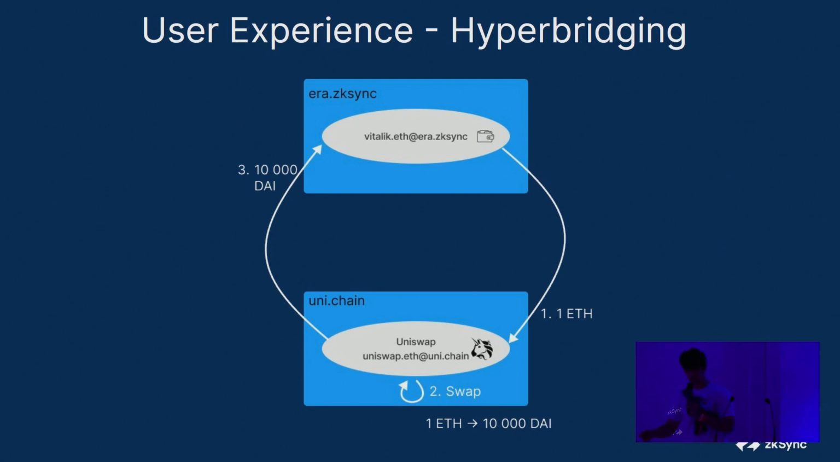The cross-chain hyperbridges will be settled by relayers in a matter of minutes, depending on the proof generation and settlement time of the specific rollup. You'll also have chain identifiers such as era.zkSync, so it will be quite simple to send money to specific addresses on specific chains.